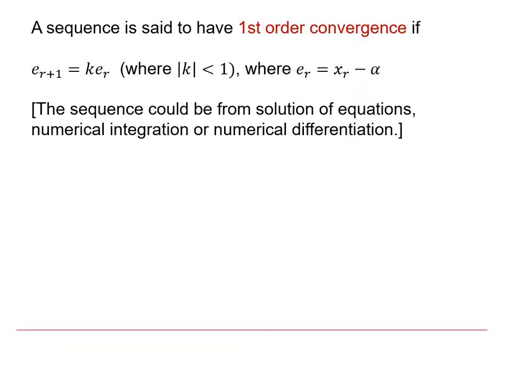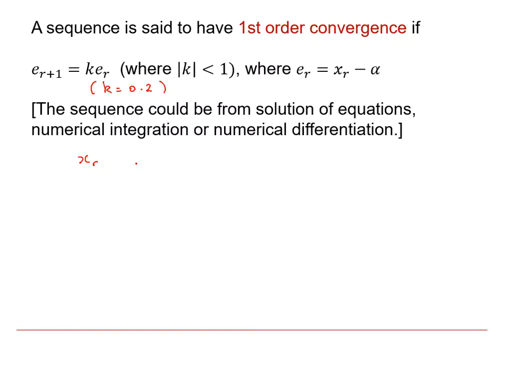Now a sequence is said to have first order convergence if each error term is a certain multiple, where the multiple is less than 1, of the previous error term. So in the example we were just looking at, we had k equals 0.2 approximately. The example we were looking at was from a solution of equations, but the sequence of x_r, from which the e_r are derived, could be a sequence of estimates tending towards the value of an integral or a derivative.